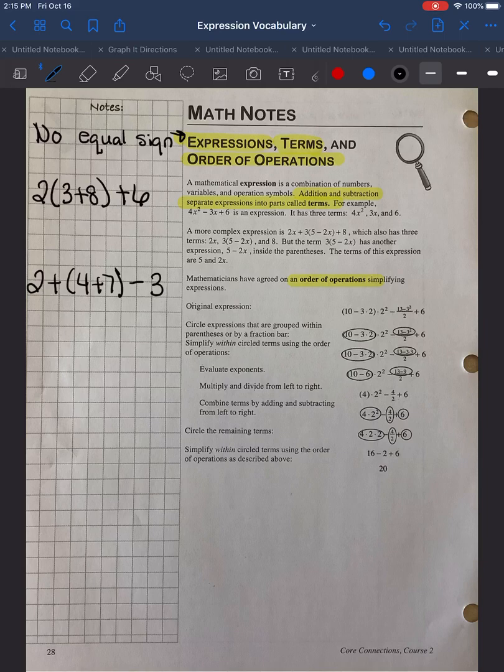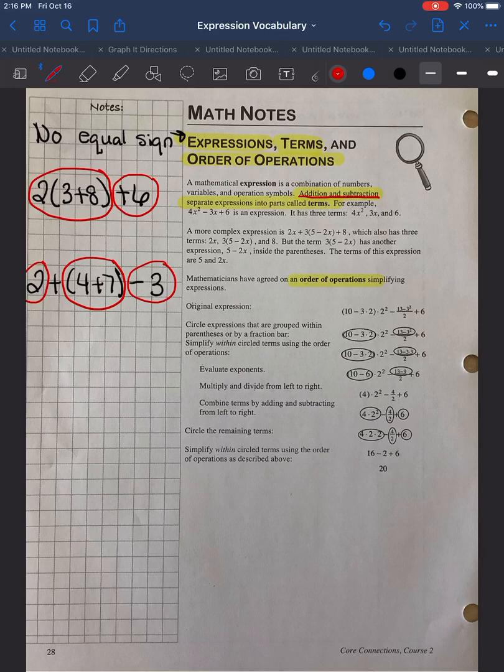So if I look at this first problem, I'm going to change the color here. Remember what we just said, addition and subtraction, this is the important part, are what separate the expression into terms. So here's a term and here's a term, right? Because those parentheses are saying it's 2 times what's in those parentheses. So this first expression has 2 terms. The second one, I have 2 plus, and then the 4 plus 7, right, is in parentheses, so that's grouped, and then the minus 3. So this one has 3 terms.